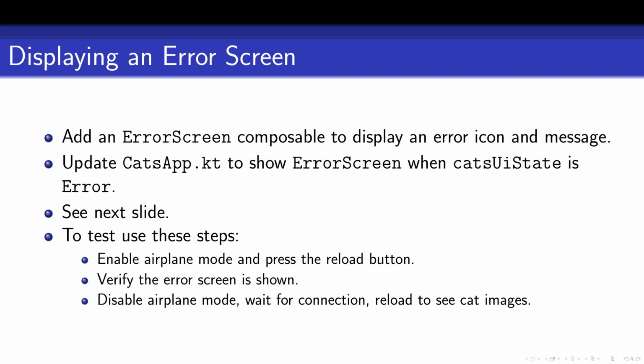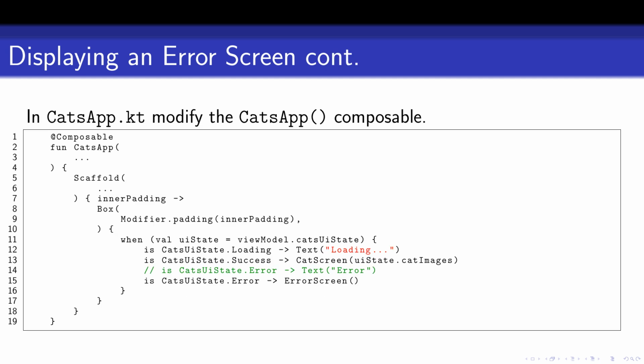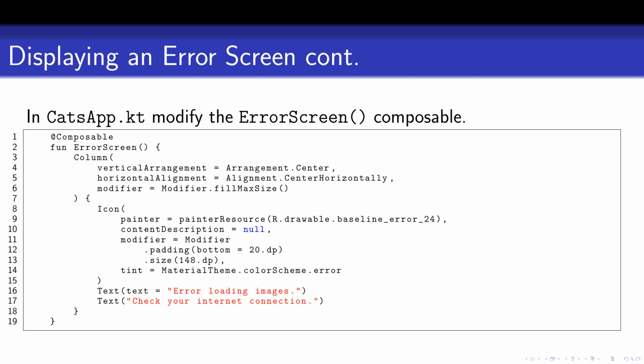Next, we introduce an ErrorScreen composable that shows a large error icon and a message. We modify CatsApp.kt so that when the UI state is error, it displays this screen. You can test it by turning on airplane mode, pressing reload, and checking that the error screen appears. In this updated code, CatsApp has been modified to replace the generic error text with a call to ErrorScreen when the state is error. This helps provide a more informative and visually distinct error message for the user. The ErrorScreen composable displays a centered error icon, a short error message, and a suggestion to check the internet connection. The layout uses a column to stack the components vertically and applies styling to make the error clear and attention-grabbing.